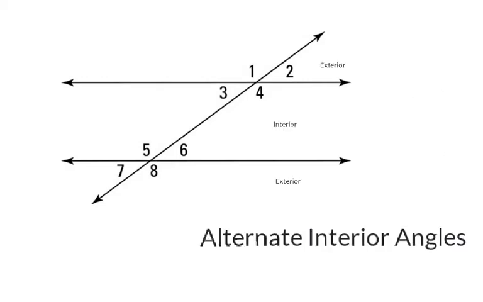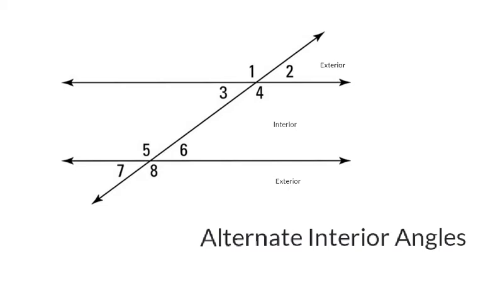Next group of angles are going to bring in a new idea, the idea of alternate. Alternate meaning that one of the angles will be on one side of the transversal and the other angle will be on the other side of the transversal. It also brings in the idea of interior versus exterior. As you see here, I've labeled between the two parallel lines is the interior of the figure, and out here, outside the two parallel lines, is the exterior of the figure.